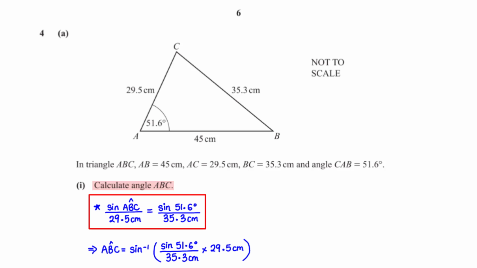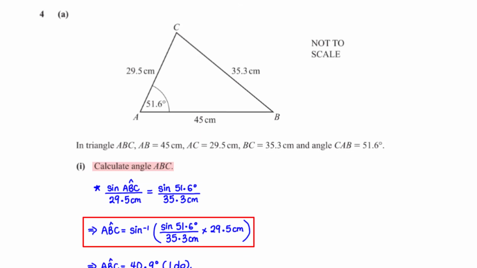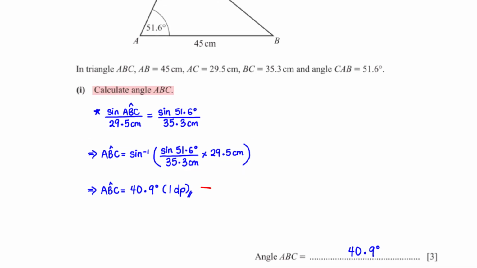When we make angle ABC the subject, this is what we get. When we type this into the calculator, we get 40.9 degrees rounded to one decimal place.